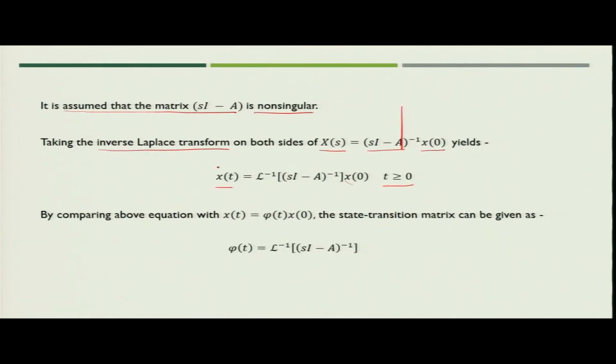Now, you can compare this with our initial equation in terms of the state transition matrix, that is x(t), the state at any time t, is related to the initial state with the help of the state transition matrix. When you compare both of them, you can simply get the state transition matrix, phi(t), as the inverse Laplace transform of (sI minus A) inverse.